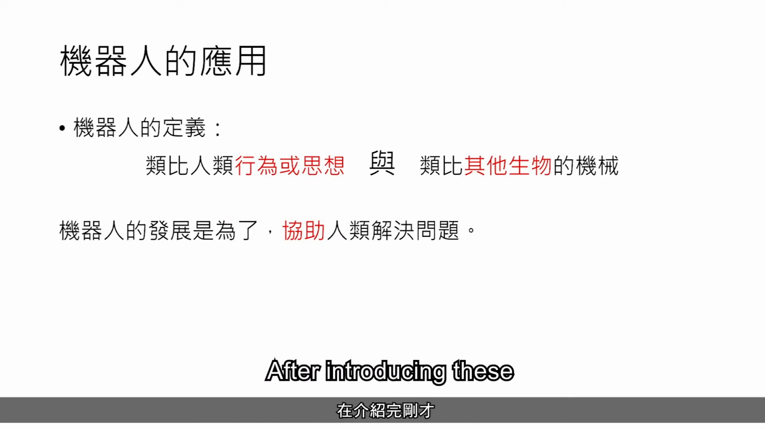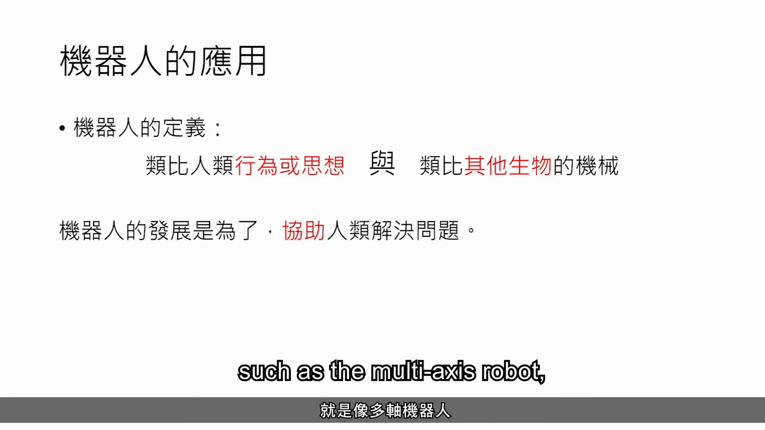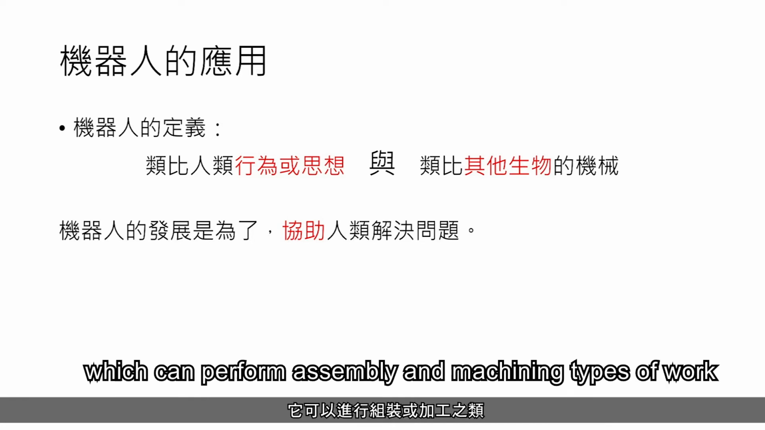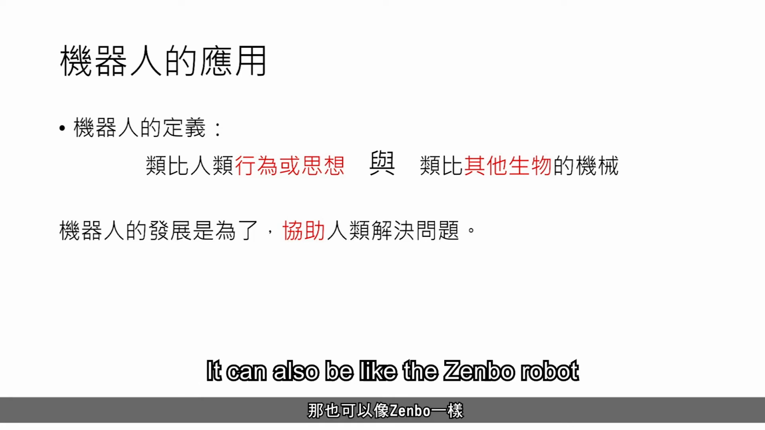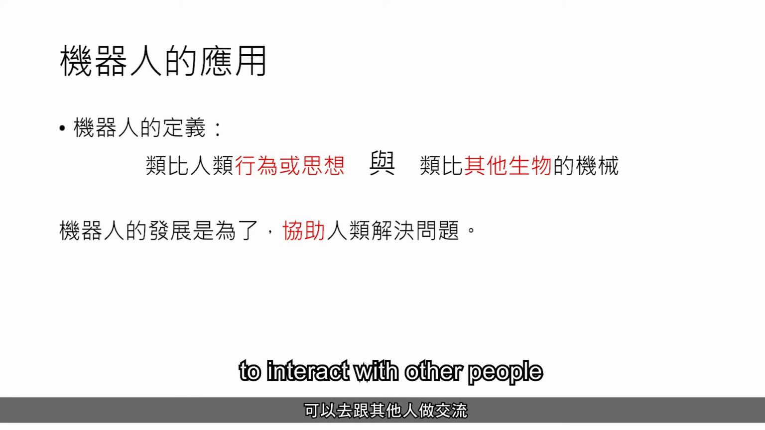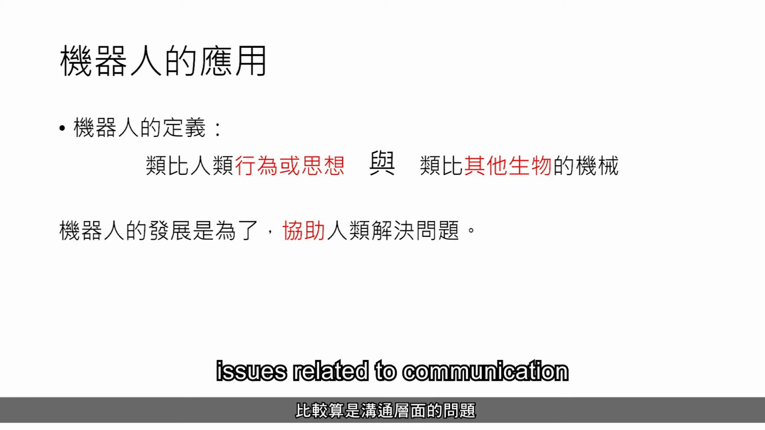After introducing these different types of robots, let's go back and review the definition of robot. Its behavior can be like a human being, such as the multi-axis robot, which can perform assembly and machine types of work and complete such work like a human being. It can also be like the Zambo Robot and act like a human being to interact with other people and assist the humans to solve certain issues related to communication.